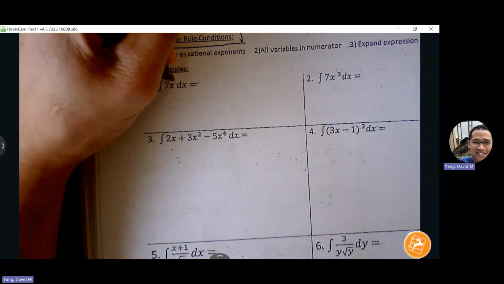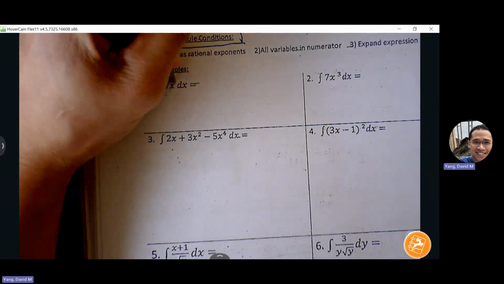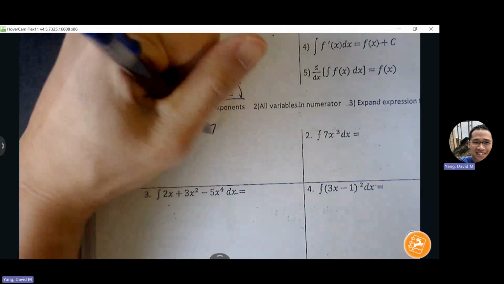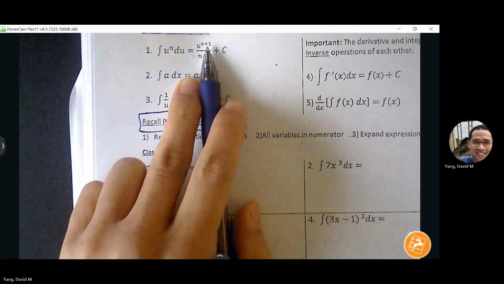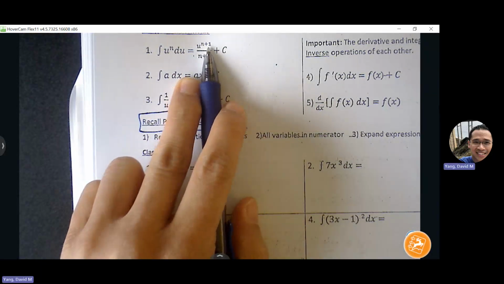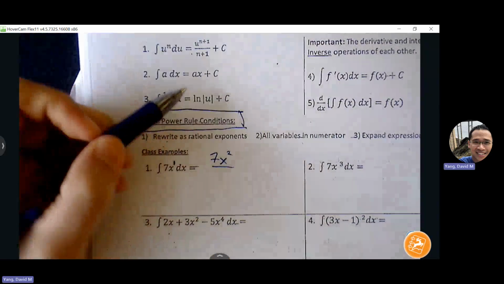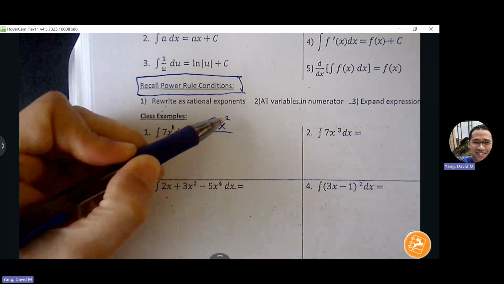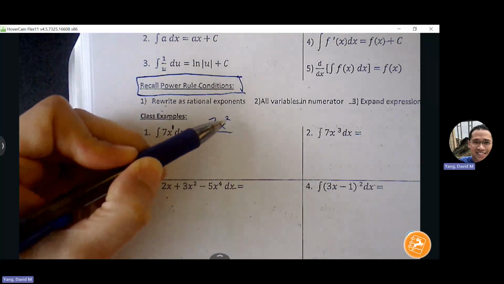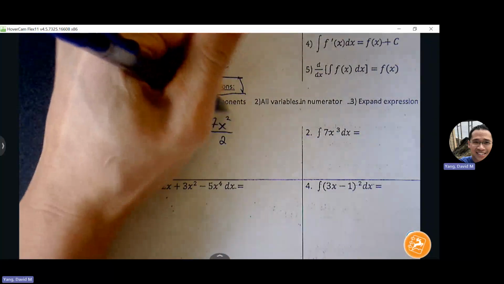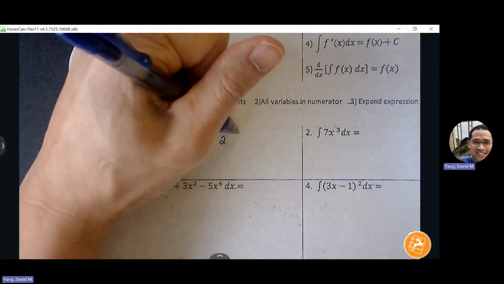Okay, so 7x dx. There's a hidden what? 1, right? So we'll be using the power rule for antiderivatives. 7x, 1 plus 1 is 2. So 7x squared divided by 2. Whatever new exponent you come up with, that's the same number that you're going to copy below. These numbers will always match. But do your exponent first, and then you can copy that number down.